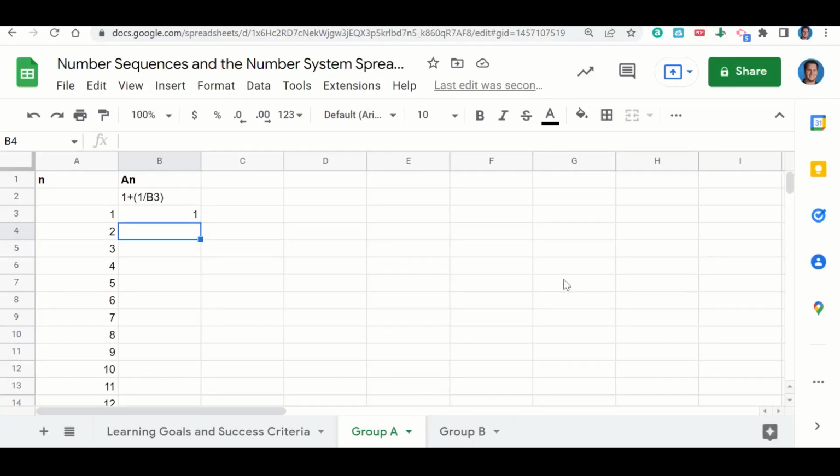Let's talk now about how to complete the number sequences and number systems spreadsheet. So we're going to be looking at group A, and we're given this here. We're given the function that we need to input, and we're told that when n is 1, a sub n is also 1. So what we're going to do is copy this. So I right click and copy it, and I'm going to go here and put equals and paste it. And I click enter, and I'm going to do it again. I'm going to copy this.